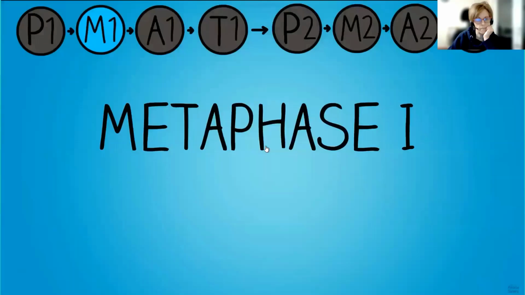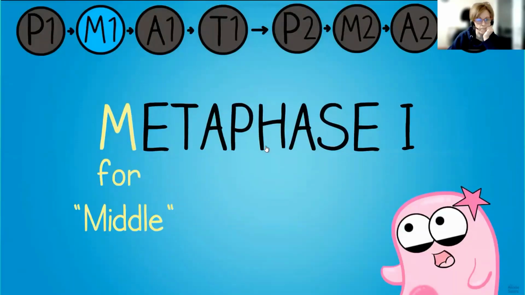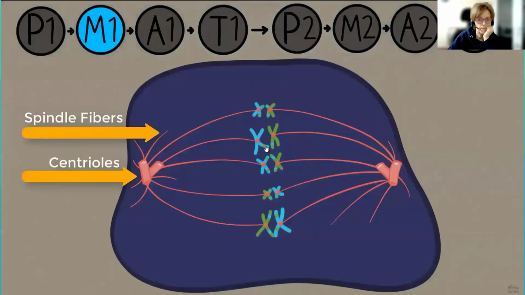Now we move into metaphase 1. In metaphase 1, think of the M as standing for middle. The chromosomes are now going to be in the middle of the cell. It's a little bit different though from mitosis because these chromosomes are going to be in pairs in the middle of the cell. So it's not a single file line, they're in pairs in the middle.